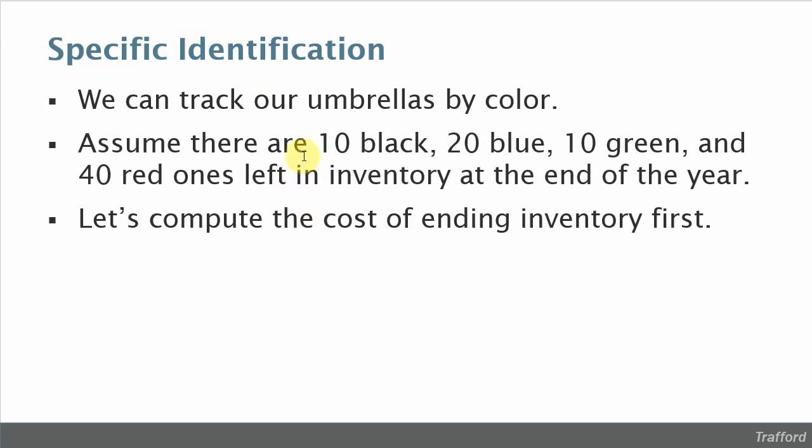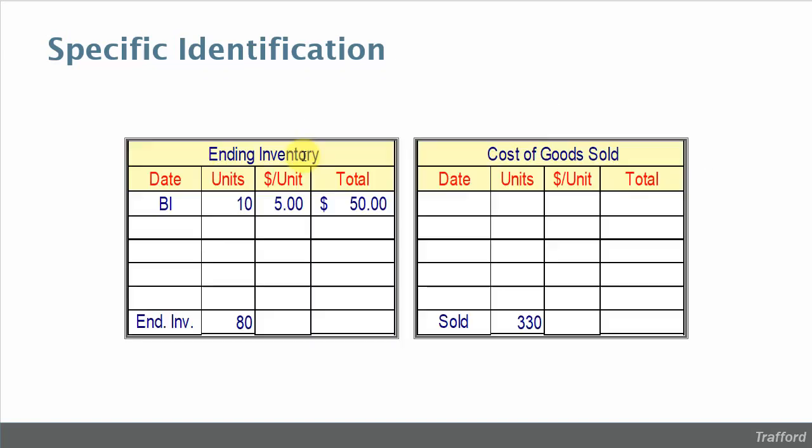Let's compute the cost of that ending inventory first, and then we'll move forward and compute cost of goods sold. Well, I've set up some little schedules for you that look like this, and they sure don't have to be this fancy. Usually if I'm doing this, I just jot down on a piece of paper ending inventory and cost of goods sold. And then when I'm doing costing problems like this, I ask myself, how many units am I trying to account for in each one of these categories? Well, in this case, we know that there's 80 umbrellas in ending inventory. That's just adding up all the numbers that were on the previous slide.